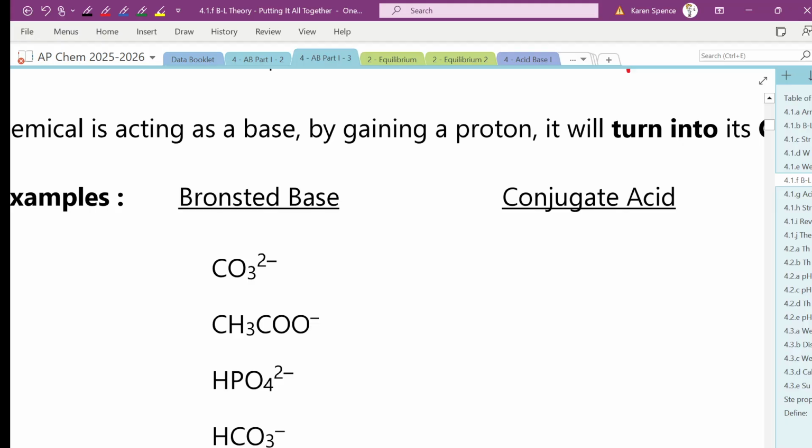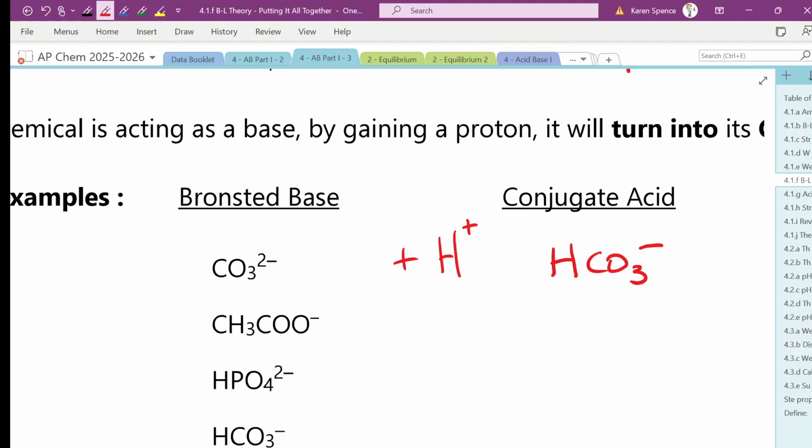Who is the conjugate acid of CO3 2 minus? Ansel? HCO3 minus, yes indeed. So all we're doing is we are adding an H and a plus. So we go from 2 negative to 1 negative.